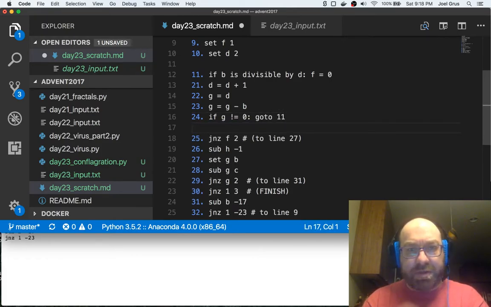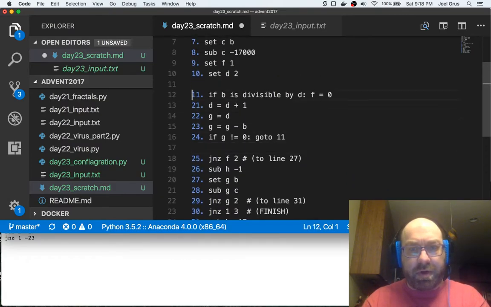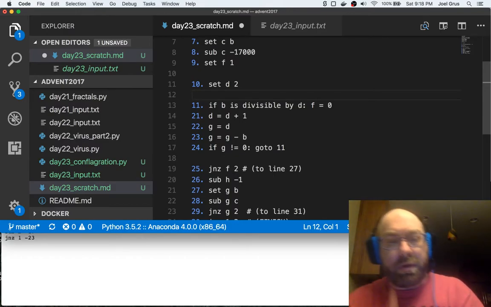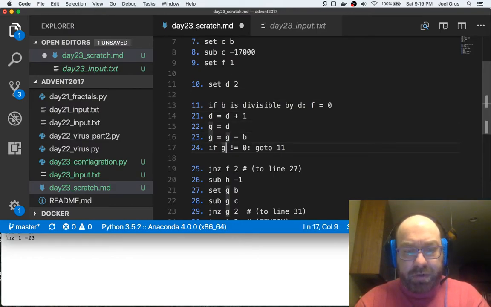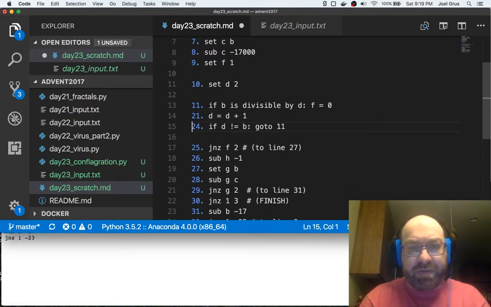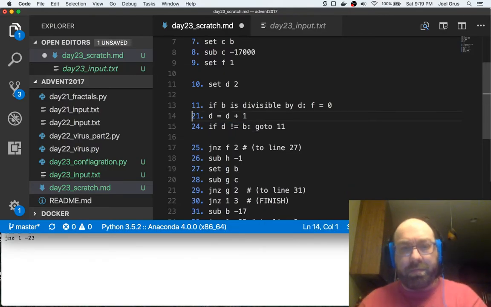Okay, and so now, again, what are we doing? We start with D equals 2. So if G equals 0 is saying, these two we can combine again. G equals D minus B. So this is just saying if D is not equal to B, go to 11. Okay, so now we're just saying start with D equals 2. If B is divisible by D, F equals 0. D equals D plus 1, and then just keep going until we get all the way up to it.